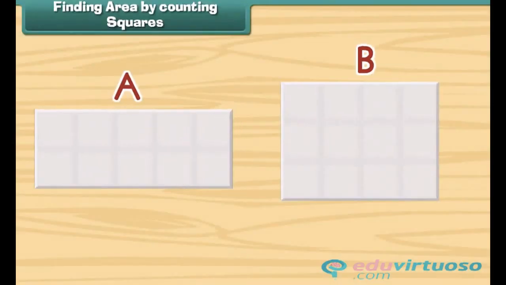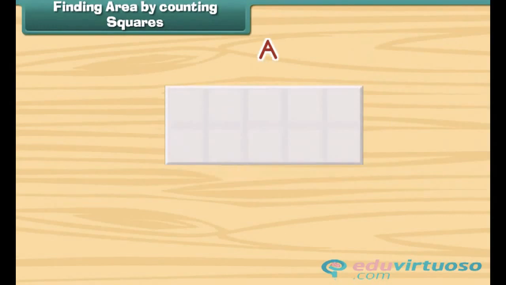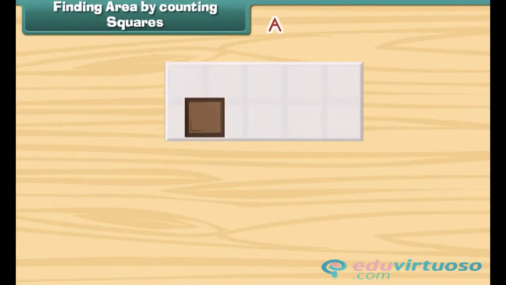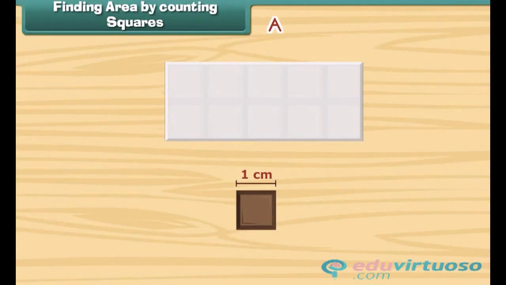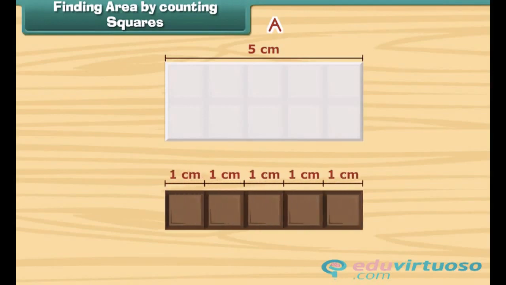Friends, we have these 2 chocolates. Let us find out which one is bigger and which one is smaller. We will take the help of one square piece of chocolate of side 1 centimeter. The length of the chocolate A is 5 centimeters. So, 5 squares can be arranged along its length.